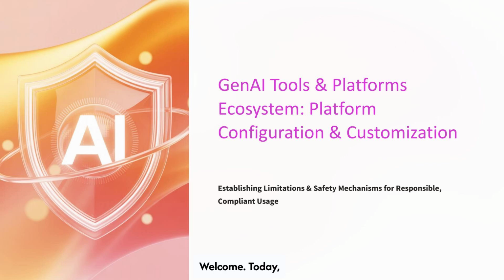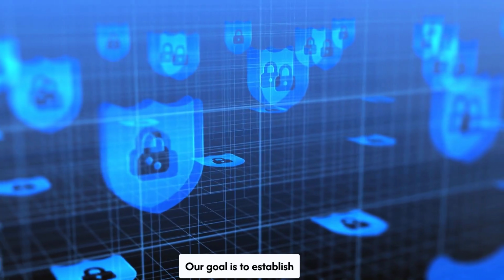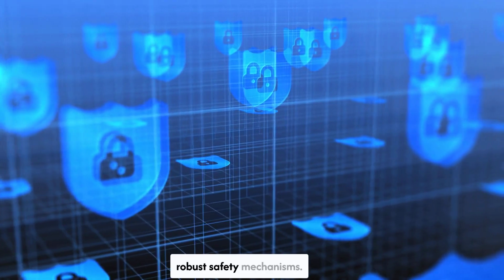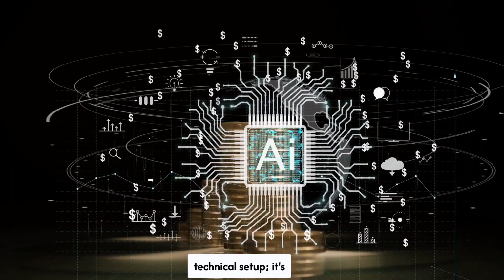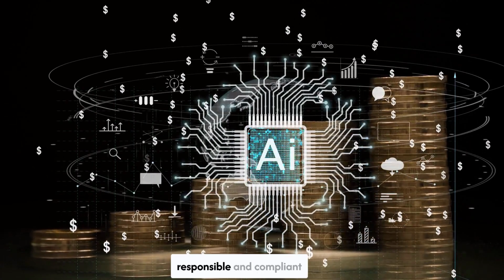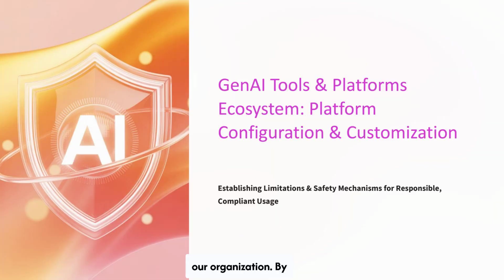Welcome. Today, we're focusing on a critical aspect of deploying generative AI within the enterprise: how we configure and customize these powerful tools and platforms. Our goal is to establish clear limitations and robust safety mechanisms. This isn't just about technical setup. It's fundamentally about ensuring responsible and compliant usage of Gen AI across our organization. By proactively addressing potential risks, we build a foundation of trust that allows us to harness AI's full potential safely and effectively.